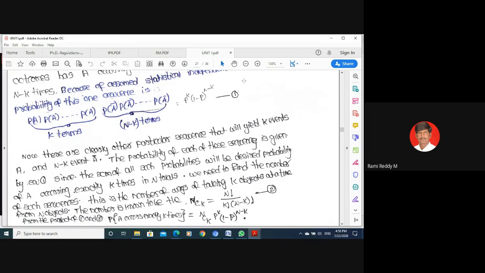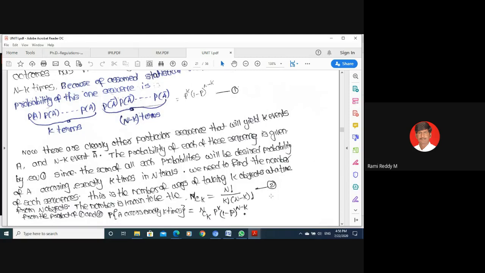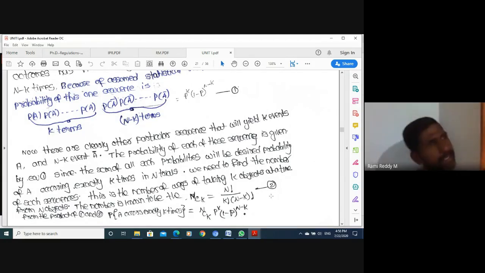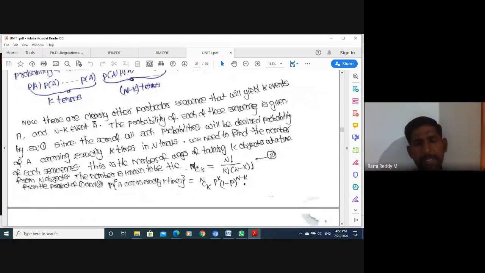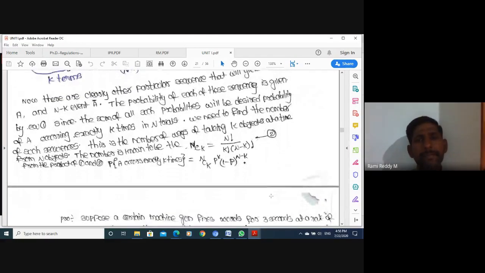This is the number of ways of taking k objects at a time from n objects. The number is known to be nCk, n factorial divided by k factorial into n minus k factorial. Let us take it as equation 2. Now, from the product of equations 1 and 2, the probability of A occurring exactly k times is given by nCk p to the power k (1 minus p) whole power n minus k.